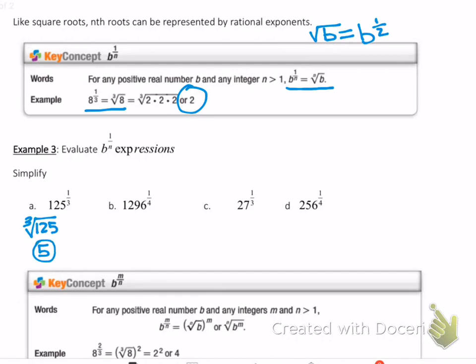Same thing here for letter B. If you have the 4th root of 1296, that one I actually didn't know, but it turns out that 6 times 6, which is 36, and then 36 times 6 times another 6 turns out to be 1296. So 6 is my answer. Why don't you try C and D for a minute on your own?